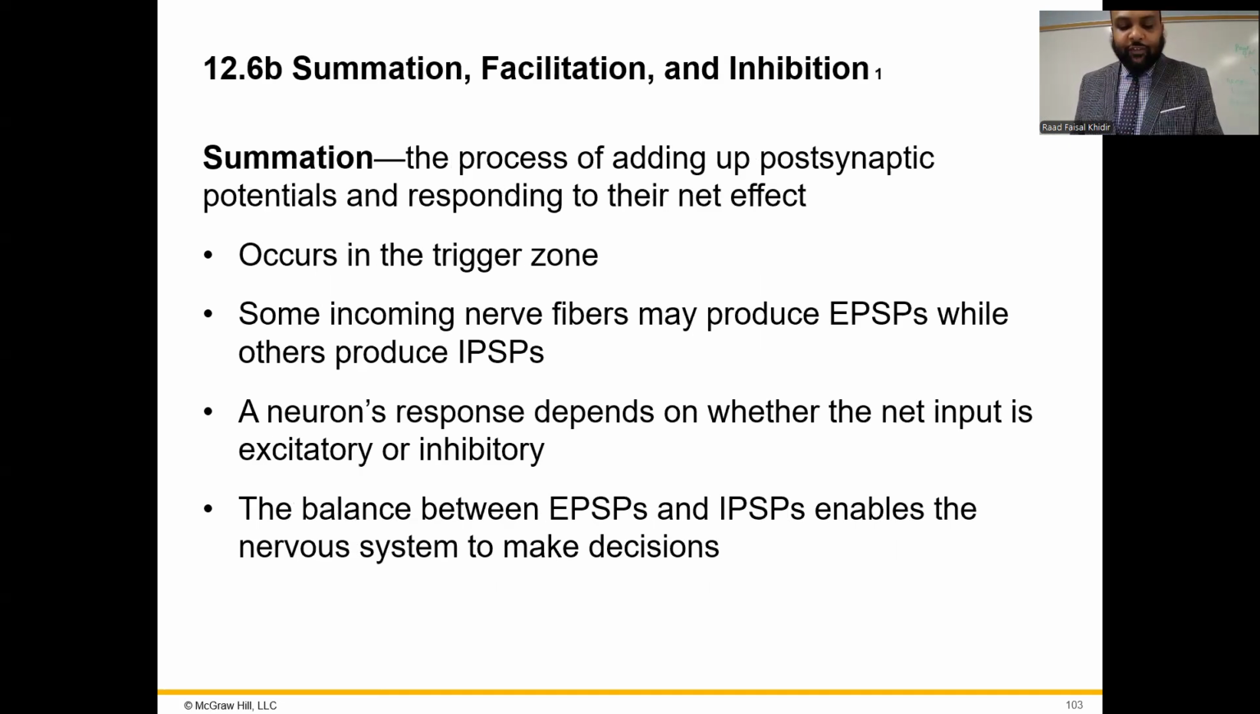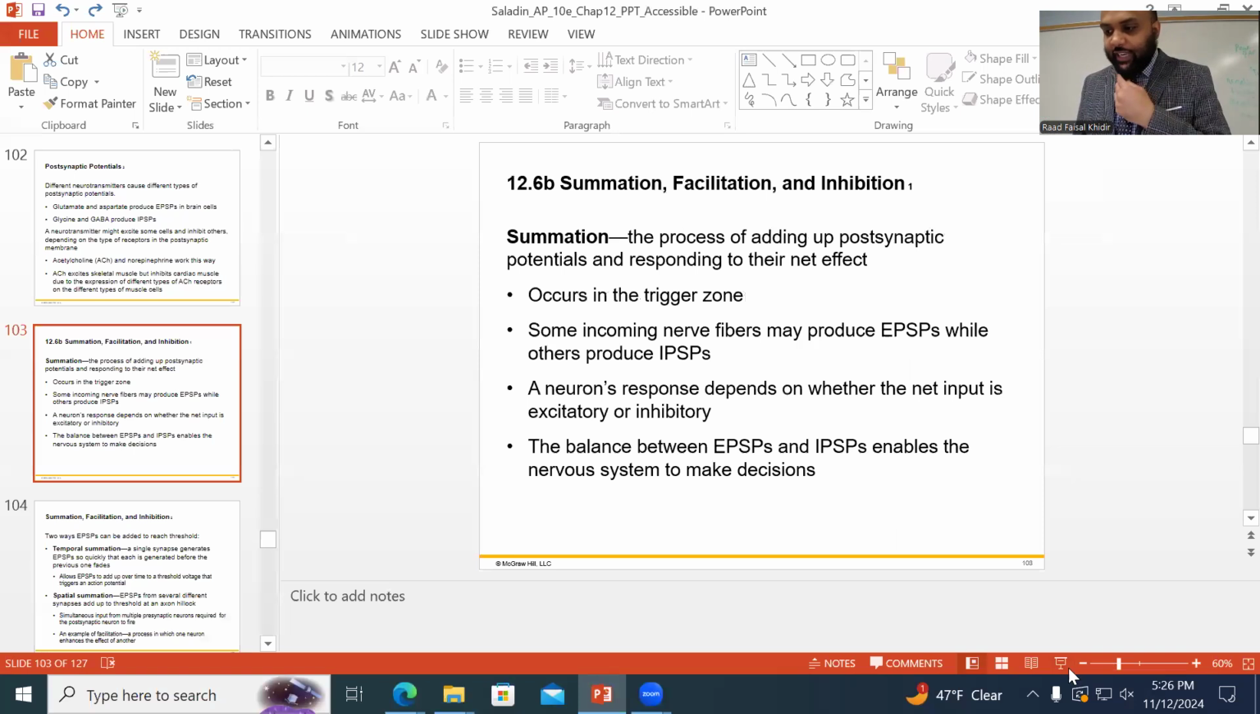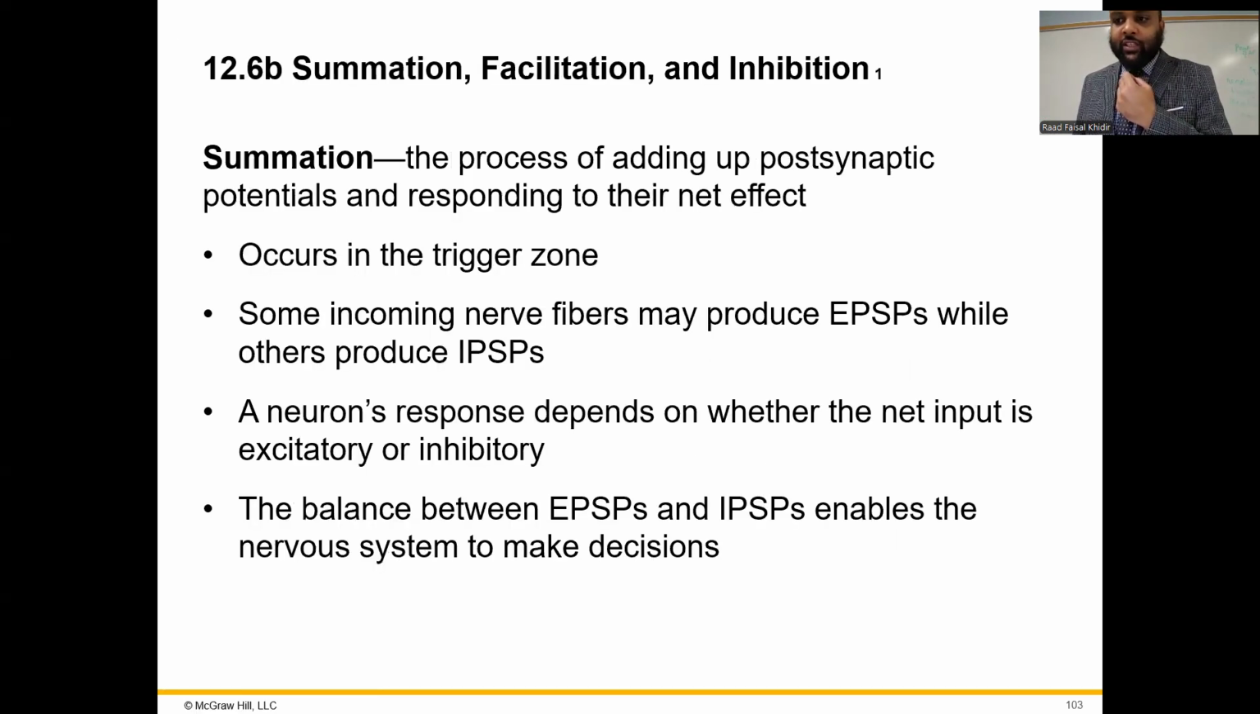Now, what is the difference between summation, facilitation, and inhibition? Summation is the process of adding up postsynaptic potentials and responding to their net effect. That is the process of adding up postsynaptic potentials and responding to their net effects. And that occurs in the trigger zone.